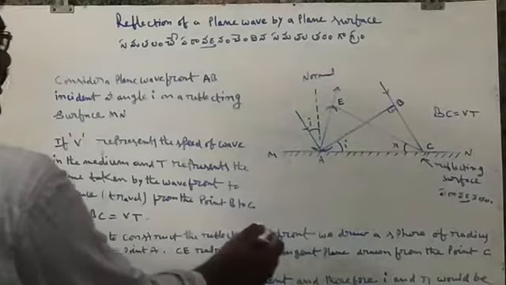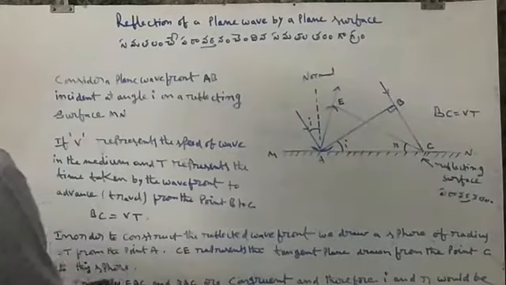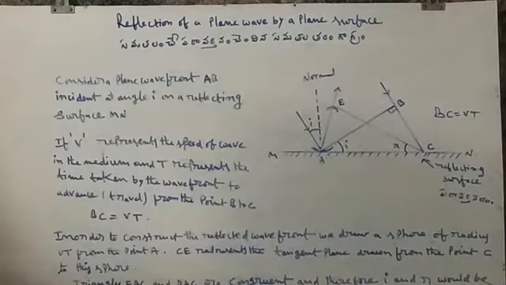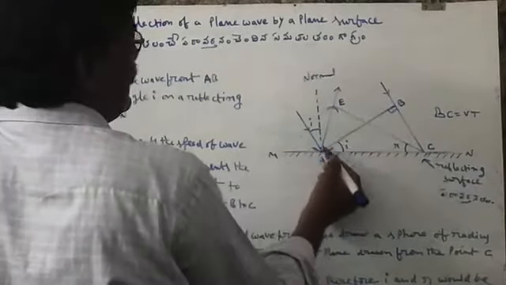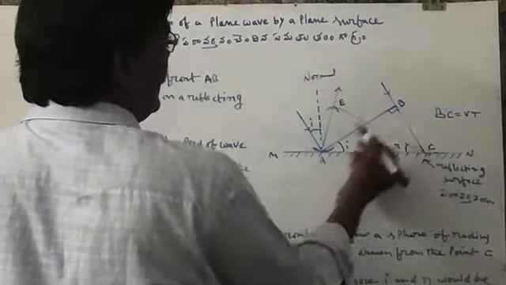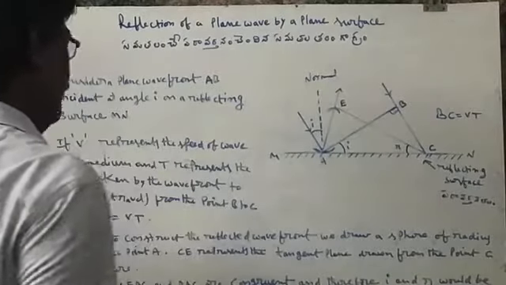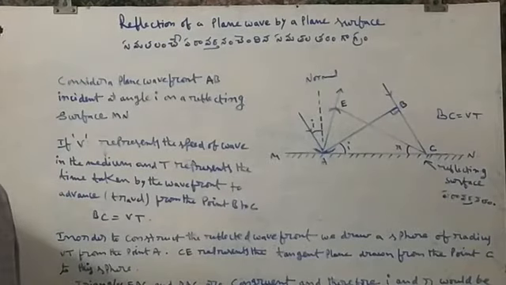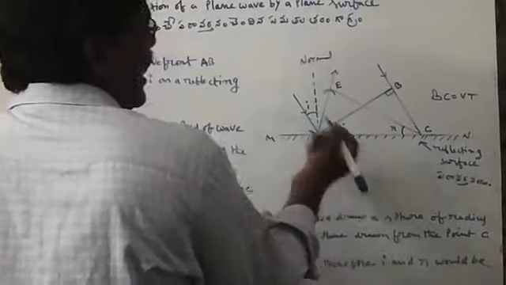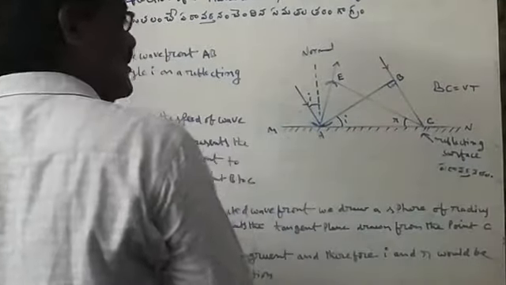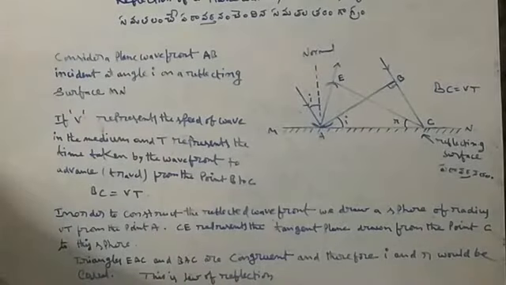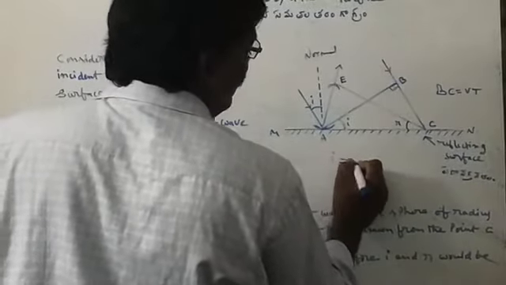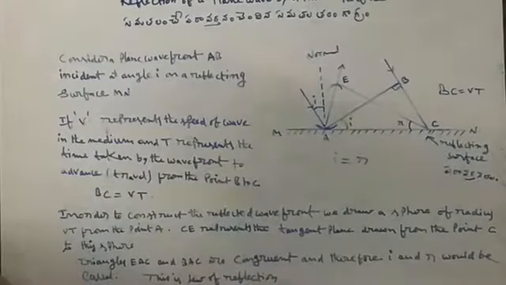In order to construct the reflected wavefront, we draw a sphere of radius Vt from the point A. CE represents the reflected wavefront. From the diagram, triangles EAC and BAC are congruent, and therefore the angle of incidence I and the angle of reflection R are the same. This is the law of reflection.